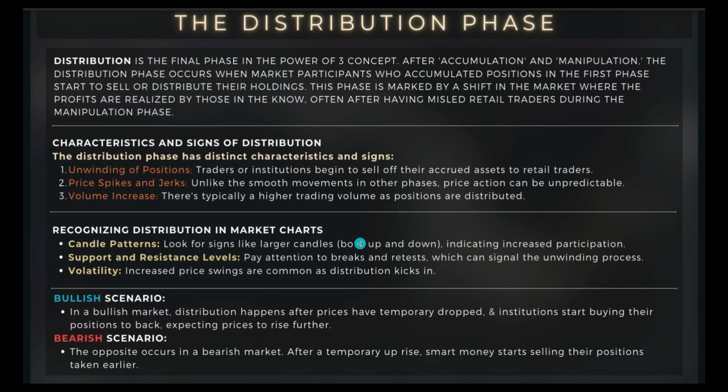So sometimes you can see accumulation of candles, like a small accumulation, like 3 or 4 candles not breaking past their support or resistance. Or you can see an engulfing candle or a 3-line strike, which are my personal favorite candlestick patterns, stuff like that. Support and resistance levels. Pay attention to breaks and retests, which can signal the unwinding process.